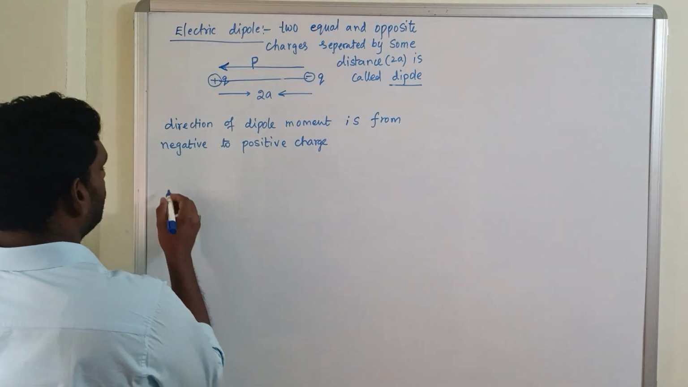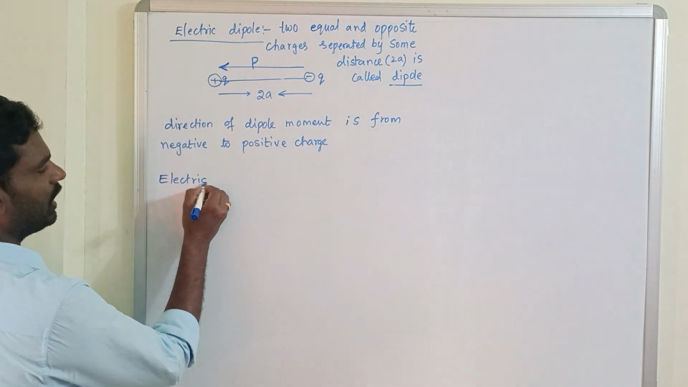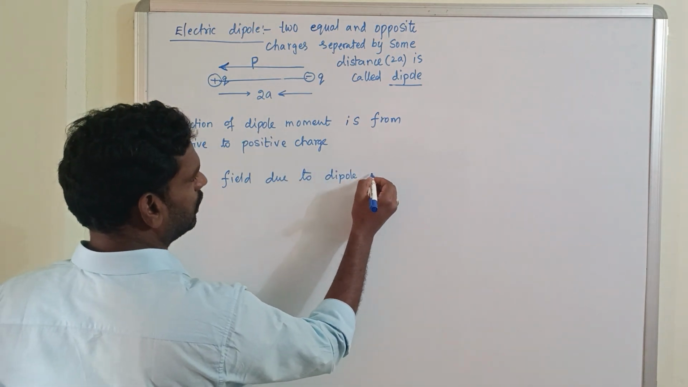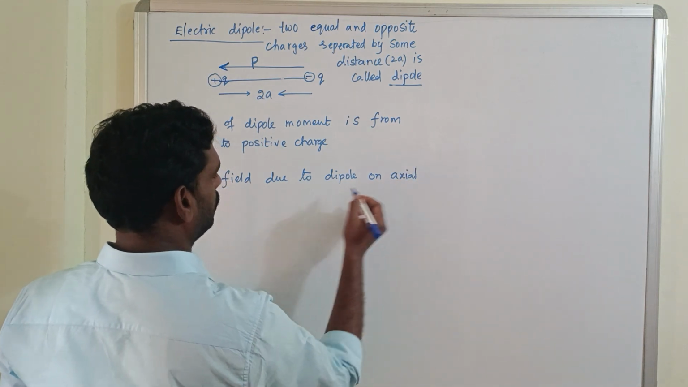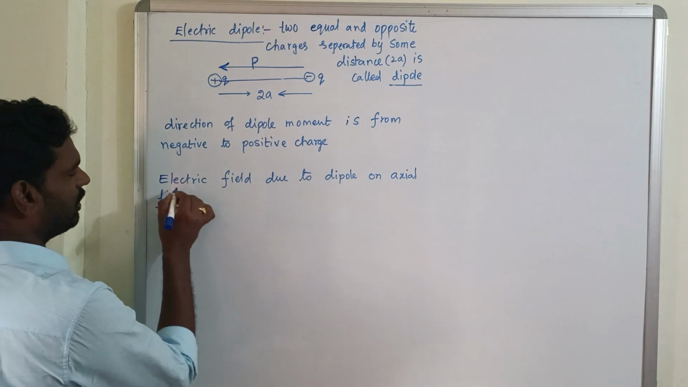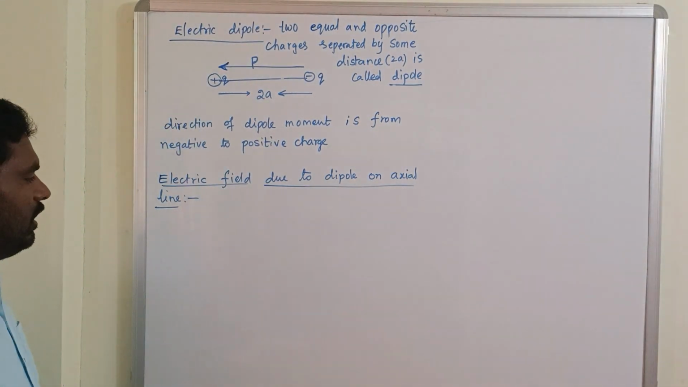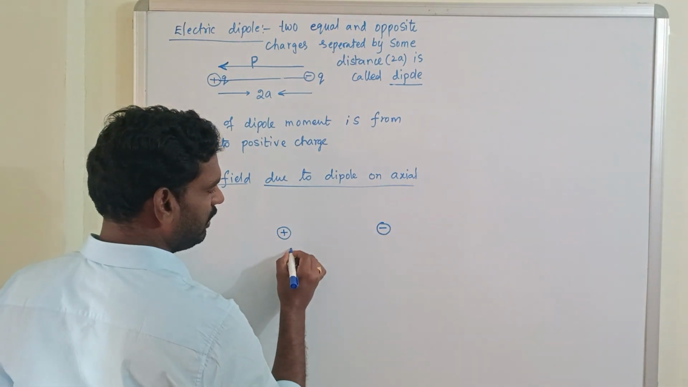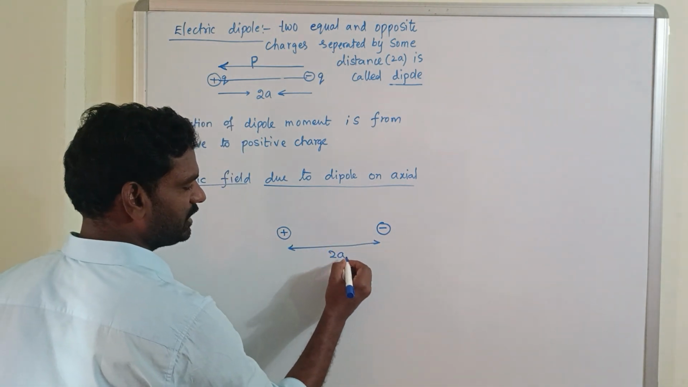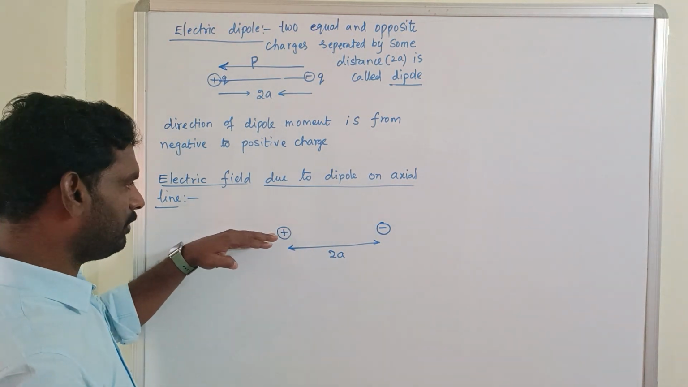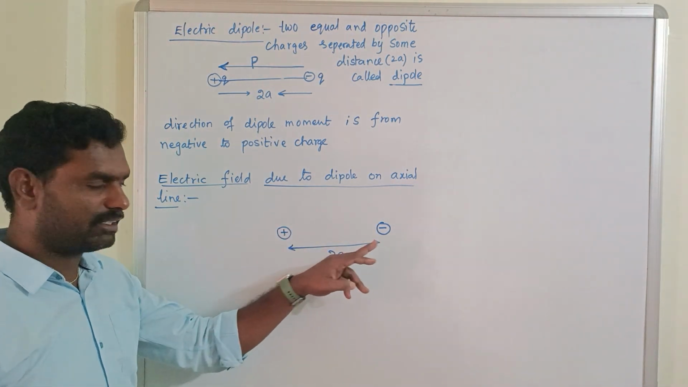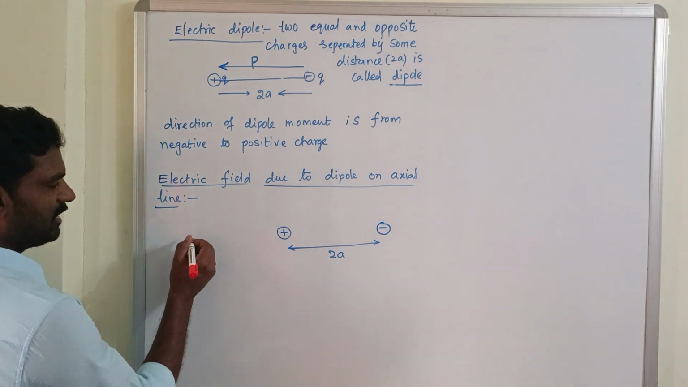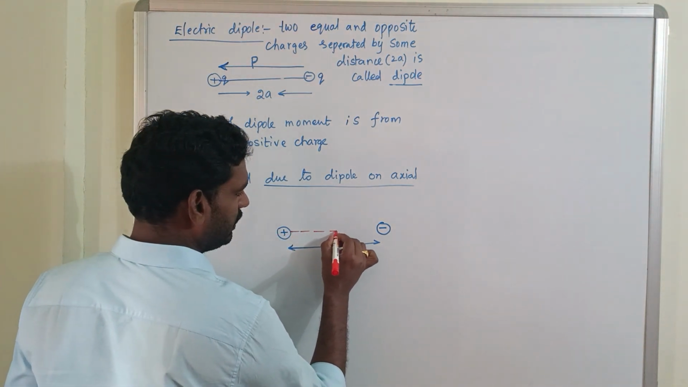Now, electric field due to a dipole on the axial line. Okay. Now, I am taking a positive charge here and an equal and opposite negative charge here. The separation between positive charge and negative charge is 2a. Along the axial line is nothing but along the line which joins the two charges. The line joining these two charges, we call it the axial line.